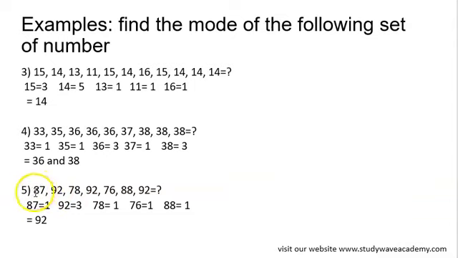Write out the numbers. There's 87, 92, 78, 92, 76, 88, and 92, and count out how many times they appeared. When we do that, we write out the highest number that appeared. And when we do that, we have 92 as that number. Okay, I hope you understood this exercise, right? Very good. We are going to be moving over to other examples.